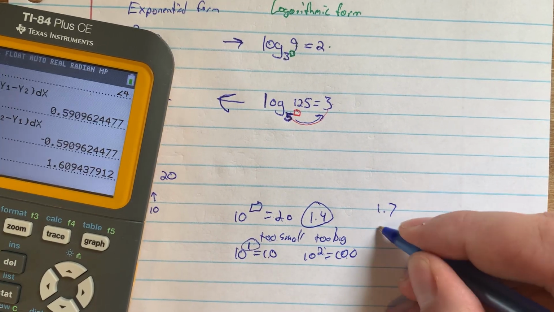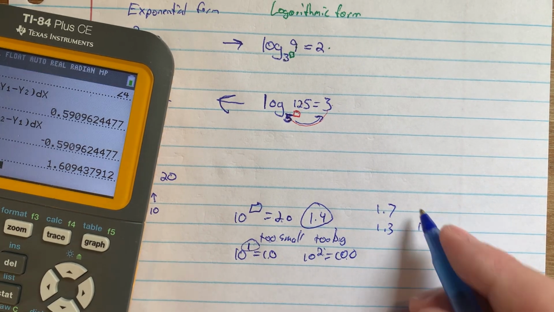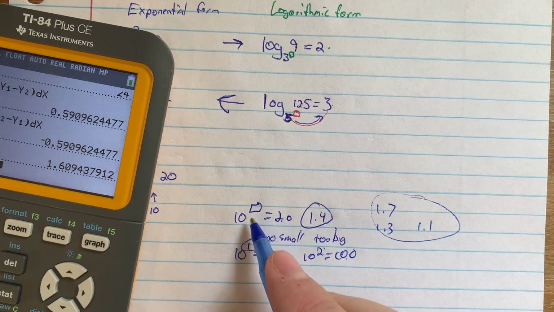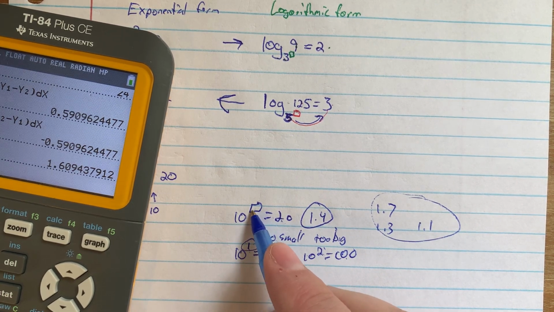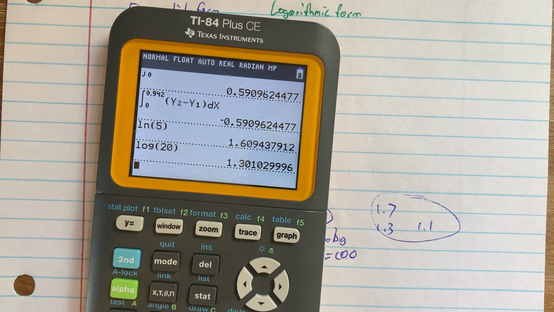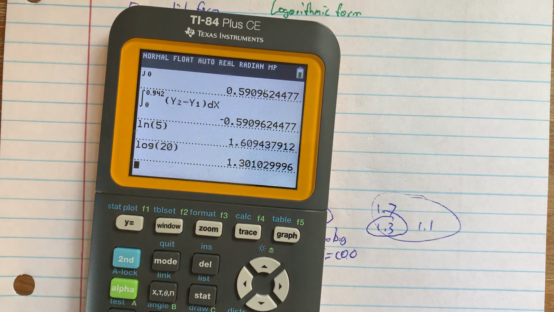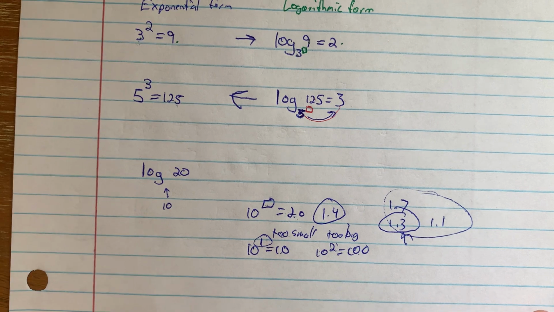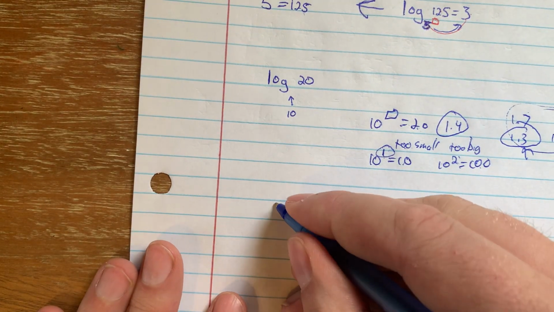If you said 1.7 or 1.3 or 1.1, I would give you full credit for any number that is between 1 and 2 here, because I know that 10 to the 1 power is 10. That's too small. And I know that 10 squared is 100. That's too big. And so the answer is going to be 1 point something. It's 1.3, right? And I don't expect you to know it. I don't know that. But you should know it's between those two things. Let's practice one of those real quick.